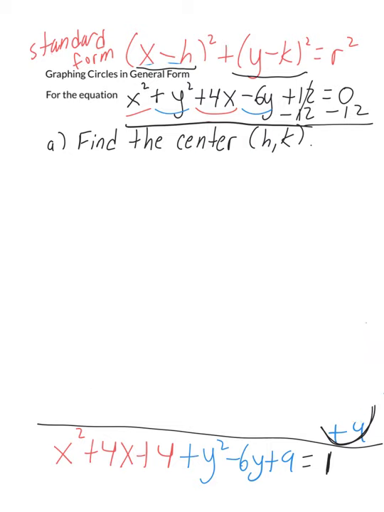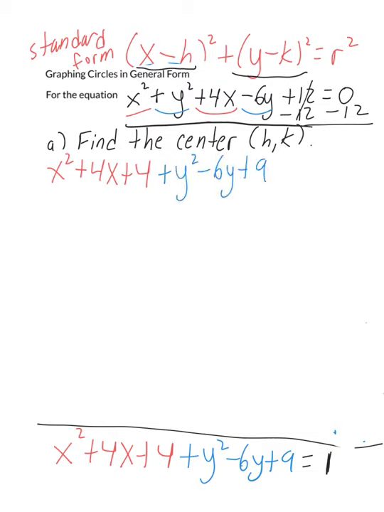So let me just go ahead and bring up to the top what we have. So at the end of step 2, we now have x squared. Actually, let me color code it again. There we go. So in red pen, I have the x squared plus 4x plus 4, and then the perfect square trinomial with the y's, plus y squared minus 6y plus 9, and then we had equals 1.